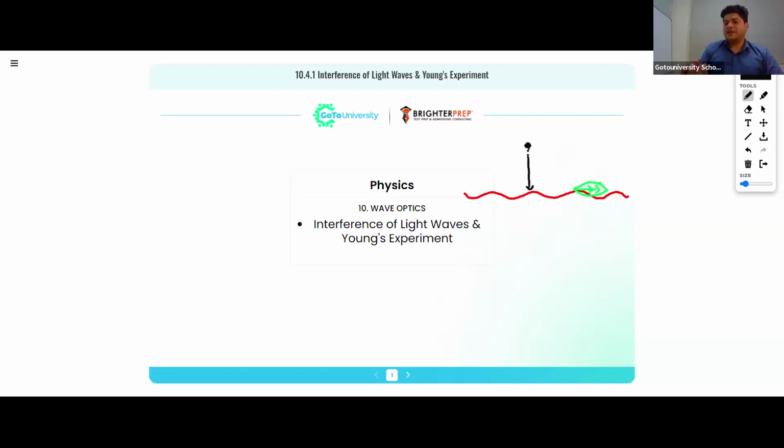There will be ripples, and those ripples will go here. Once this stone reaches down, again you will take a big stone and drop that stone in that lake. Again, the ripples will form, and they will reach the leaf.